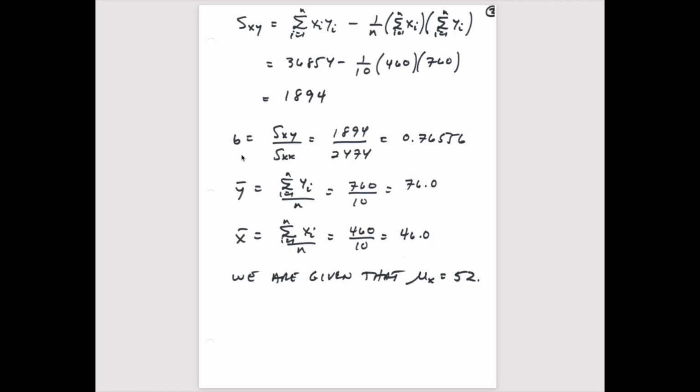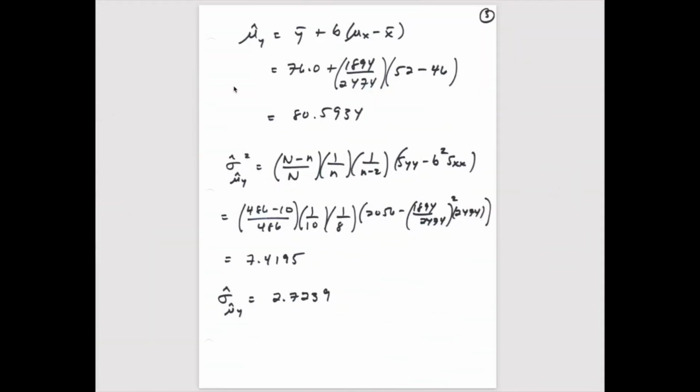Now the estimate of the slope coefficient, which we're denoting by b, is equal to the ratio of s sub xy to s sub xx, and that turns out to be 0.76556. Y bar, the mean of the calculus scores for the sample of students, is 76. X bar, the mean of the achievement scores for the sample of students, is 46. And we're given that mu sub x, the population mean score for the achievement scores for all 486 students, is 52.